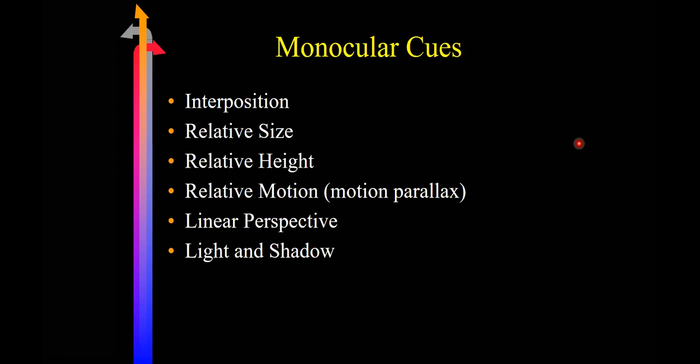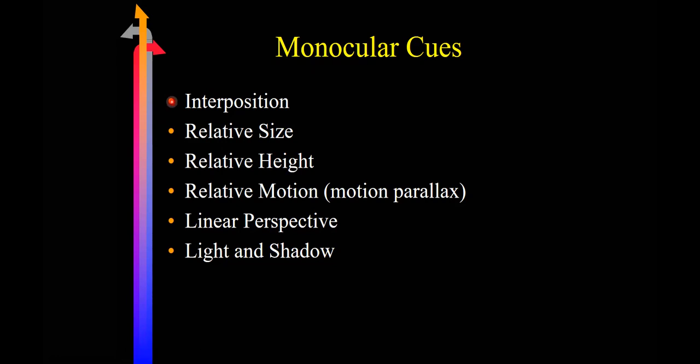Now, we also use many monocular cues for depth perception as well. Monocular cues are cues that we can perceive with just one eye open. They're also evident if we're looking at two-dimensional representations like a photo, a movie on a screen, a picture on a piece of paper. These are operative even in those situations. So here's a whole list of them. I'll review each of them real quickly, and then we'll look at some examples of them as well.